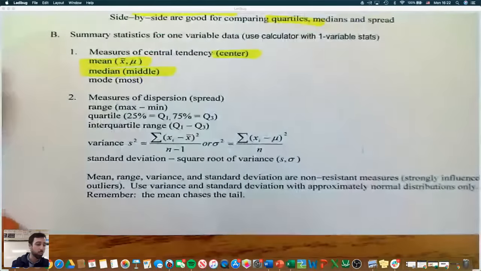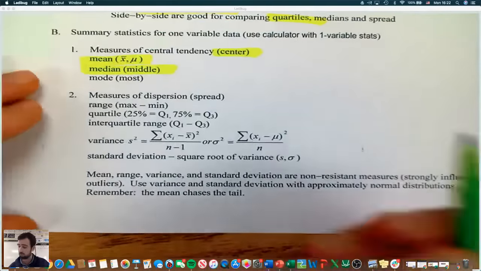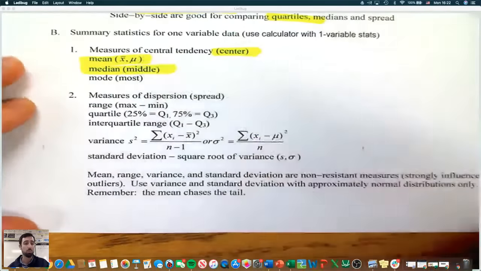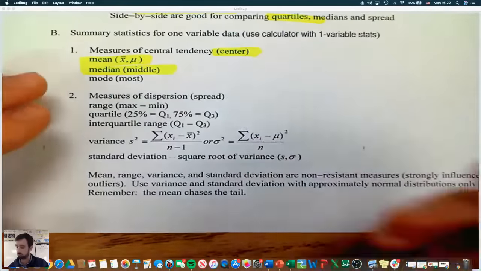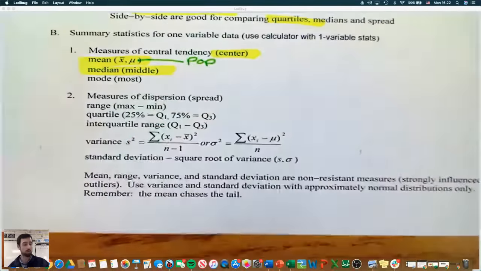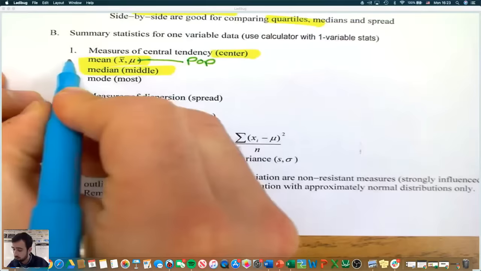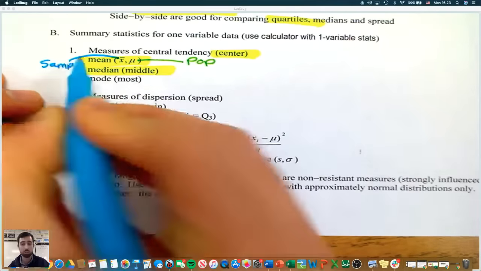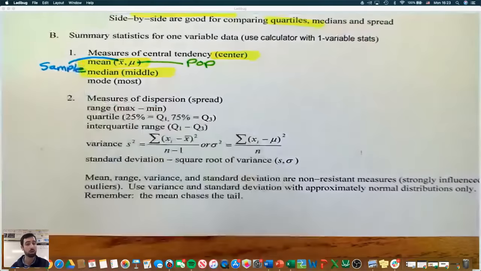Keeping in mind that when we are using mean, we write it one of two ways, X bar or mu. Mu is when you're talking about a population. X bar is when you're talking about a sample. That's going to be key on the AP exam. If you use the wrong symbol, they're going to mark you down. So X bar comes from a sample, mu comes from a population.